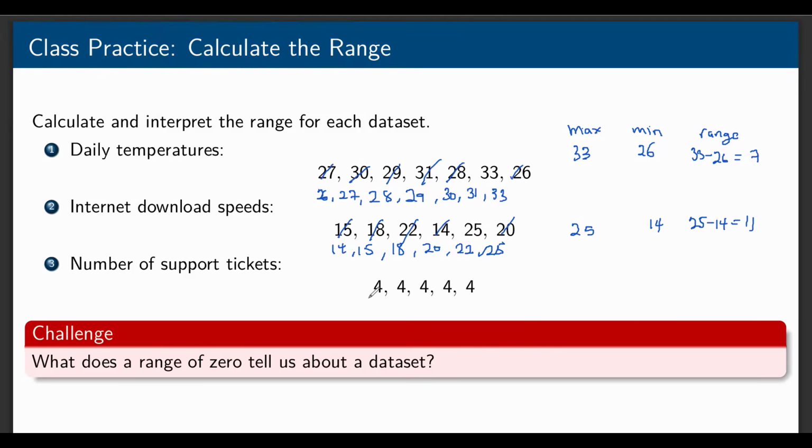Finally, for the number of support tickets, the numbers are the same. So the minimum number is 4, the maximum is 4, and the range is 4 minus 4 equals 0. So it has no range, actually. Now, what does a range of 0 tell us about a data set? It means that there is absolutely no variation in the data set. All the observations are the same. However, for data sets 1 and 2, the internet downloads has more variation because it has a range of 11 as compared to daily temperatures with a range of 7.